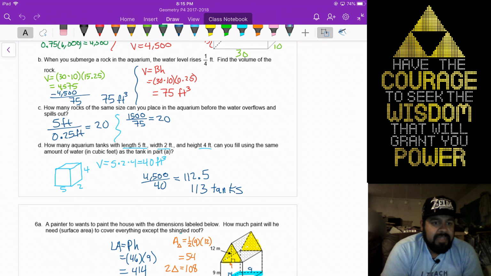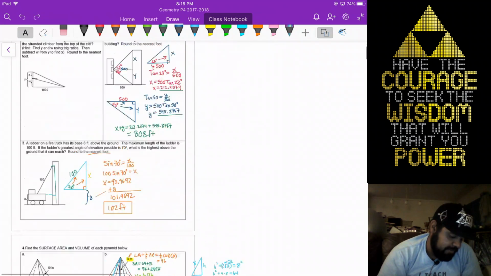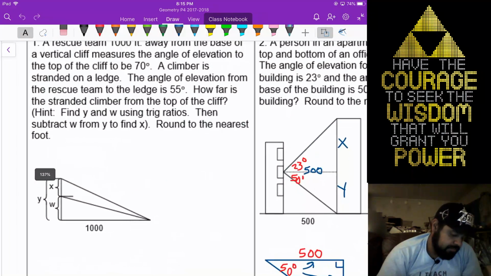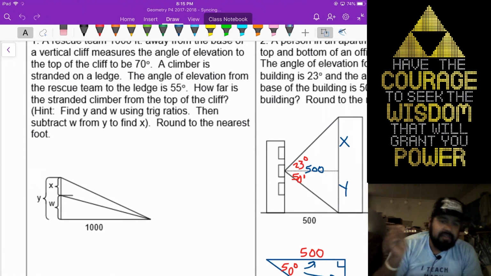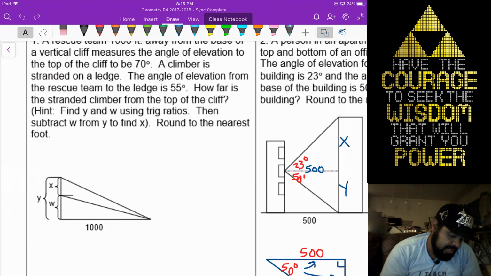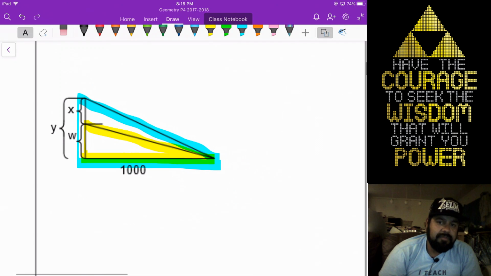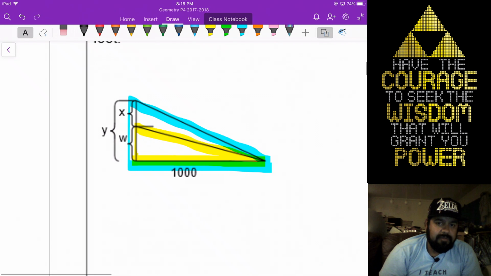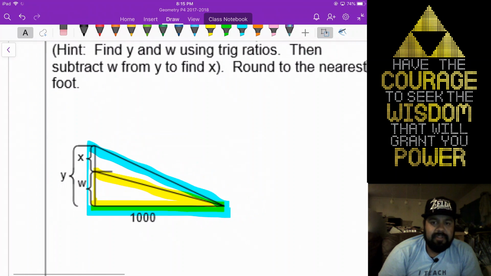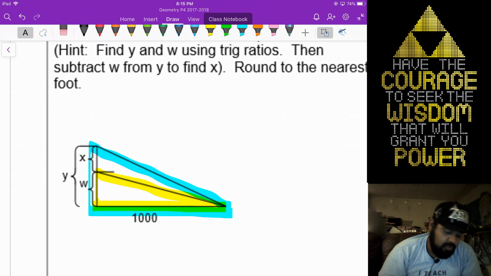Okay, good. Alyssa, we're going to jump to number 1, and then Esquibez, we're going to look at number 4. There are 2 triangles we have to look at here. We have to look at this small triangle here, and then we have to look at the overall big triangle here. For the small triangle, that height of W is what we're going to solve for, and for the bigger triangle, we're going to solve for the total height of Y.